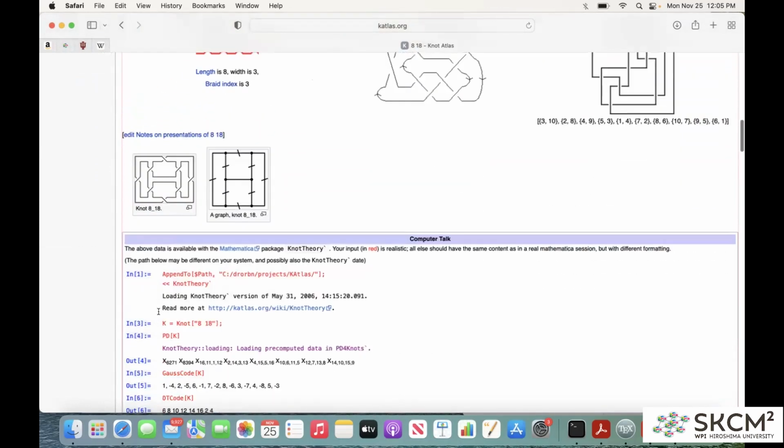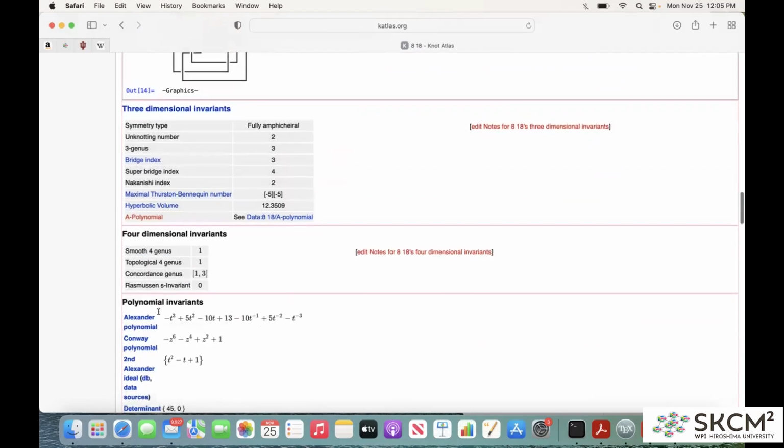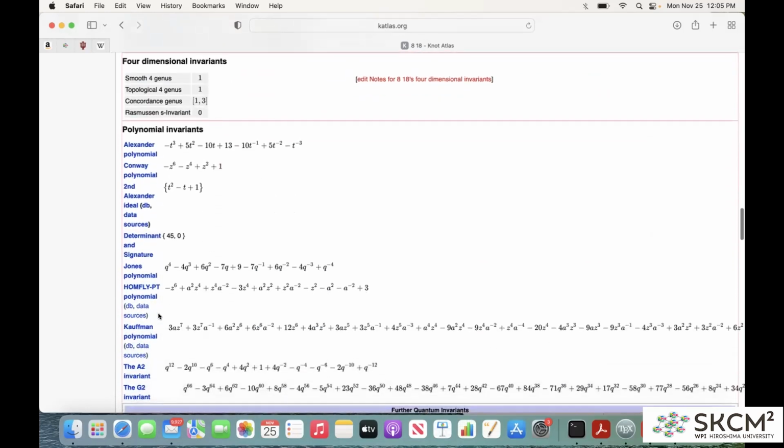And we would like to know what is the determinant of that knot. So we're going to go down through the tables to get to the determinant, and it's 45. It turns out it has signature 0, determinant 45, and that's why I say that the number of trees in this graph should be 45 by my theorem over here. Okay.